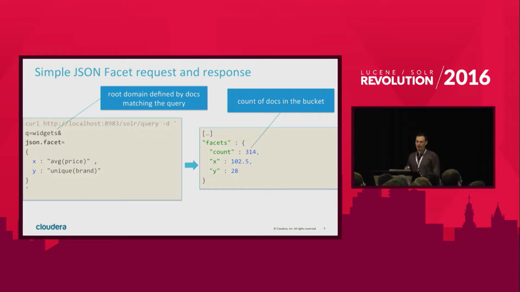And then on the right-hand side, you can see our simple response. We get the number of documents that fell in that facet bucket, what we call the root domain, and the X and the Y that we asked for.